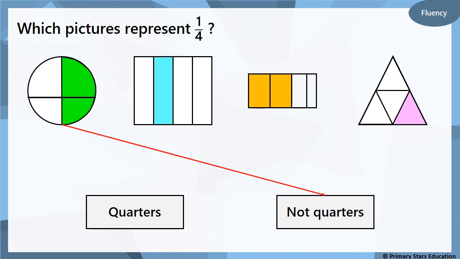One of those parts has been coloured in, so that is showing 1/4. The next shape again has been split into 4 parts, but they are not equal, and 2 of the parts have been coloured in, so that is not showing quarters. Finally, the triangle has been split into 4 equal parts. Now, just because they are in different directions does not mean that they are not equal. All of those triangles are the same size. And one of those triangles has been coloured in, which shows 1/4. So this triangle has been split into quarters, and 1/4 of it has been coloured in.